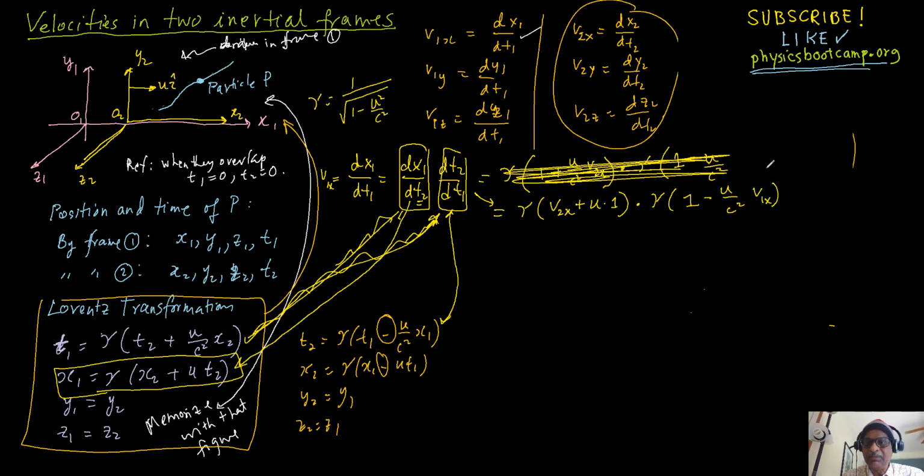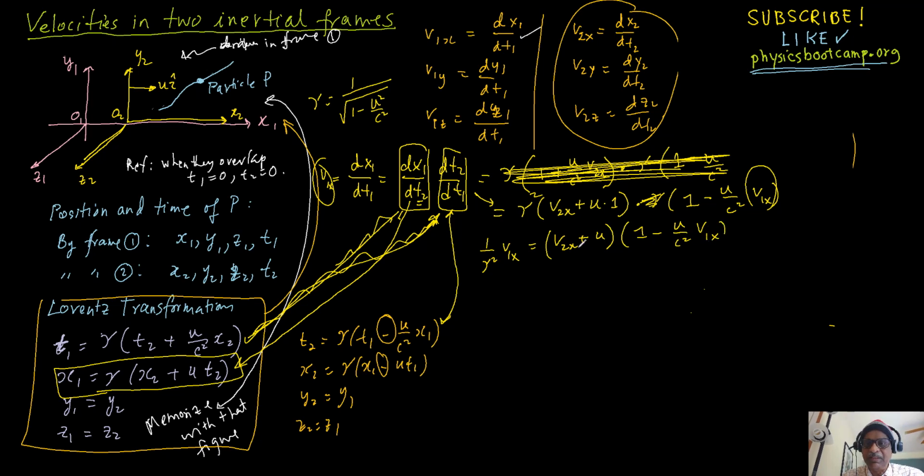v1x). Now there is a v1x here and there's a v1x here, so I need to combine them, and there's a gamma here, so this makes it gamma square. So gamma square, you can see, bring on the other side, 1 over gamma square v1x equals v2x plus u, and then I open this up, 1 minus u over c square v1x.